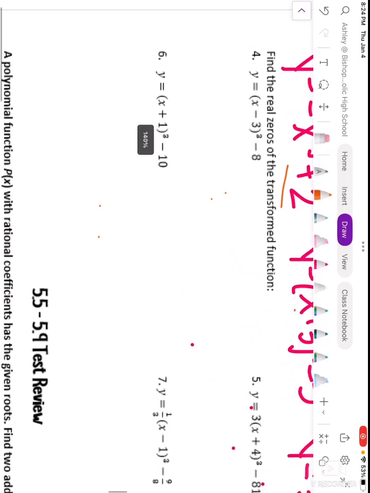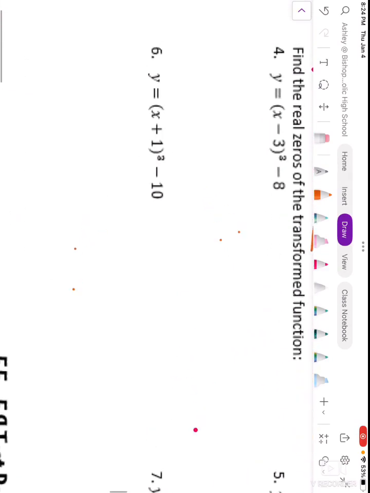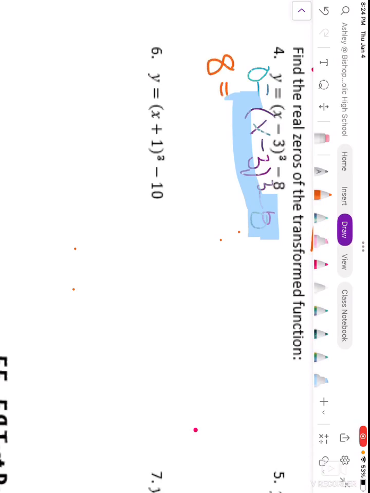And then for these, we're going to find the zeros of the function. So to do that, all we have to do is change our y to 0. We want to figure out what x is when y is 0. So 0 equals x minus 3 cubed minus 8. We're going to solve this for x. So to do that, I am going to add the 8 to the other side. So 8 equals x minus 3 cubed.